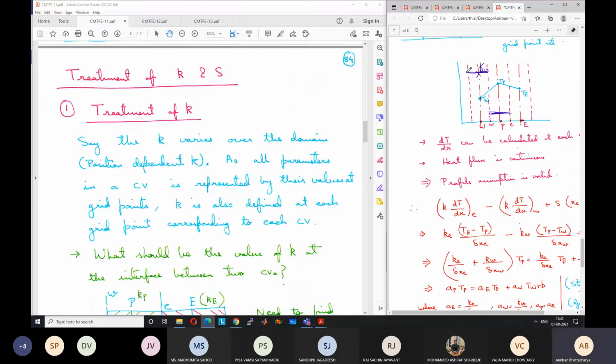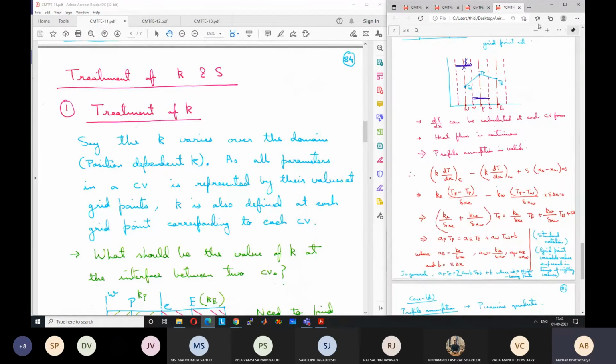Obviously, you cannot just take constant conductivity in both the cases because then there is a jump condition. So what we can do is linearly interpolate. We can take the average of Kw and Kp and find out the interface conductivity. Whether that is good or not, we have to check. We will see now. This is one thing that is important.